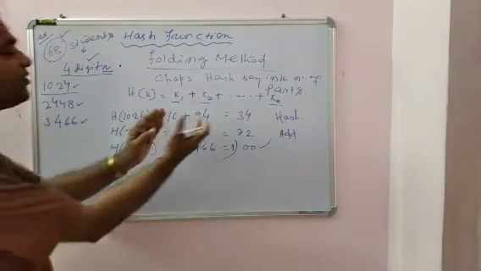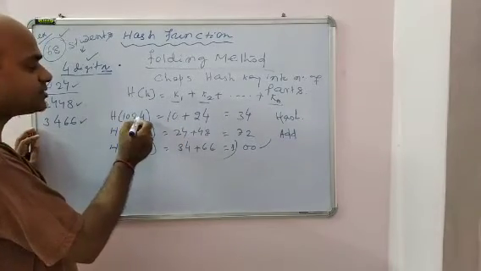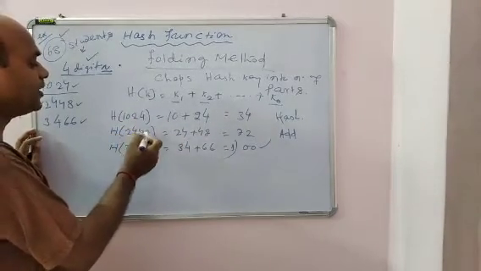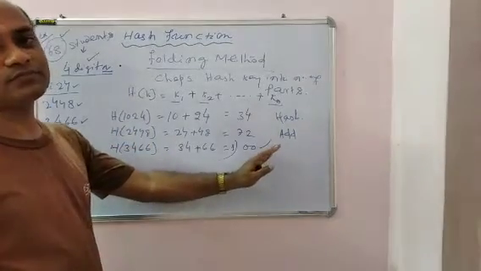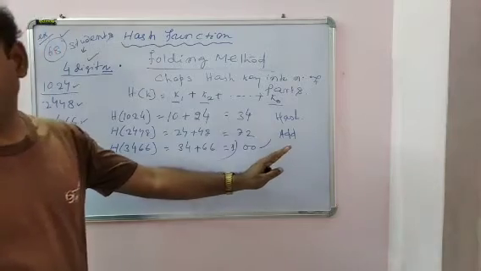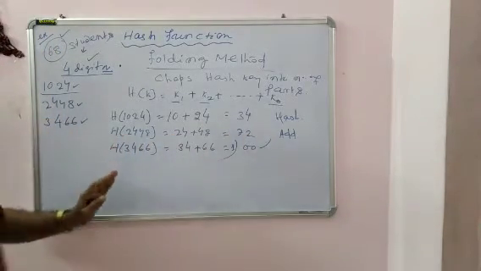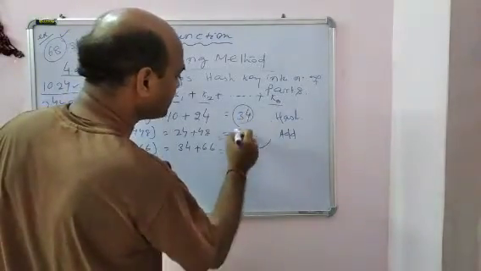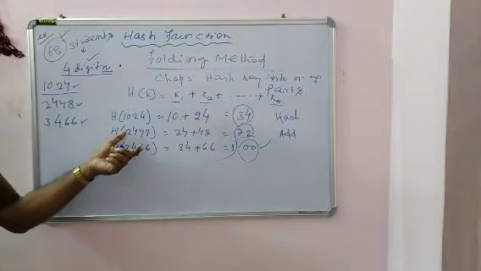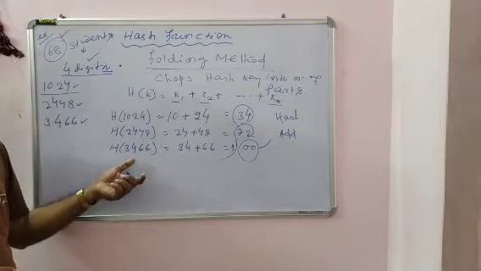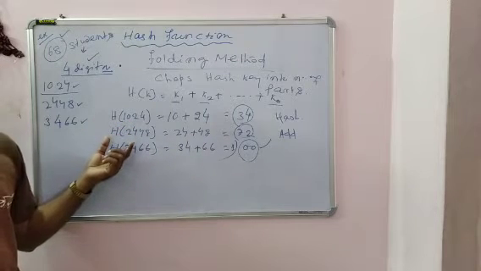Also we can reverse. Suppose 1024 we can replace with 4201, 2448 with 8442, and 3466 with 6643. Also in this way we can calculate the hash function. Here you have to ignore the carry values. So 34, 72 and 00 are the hash addresses for these student roll numbers. For these addresses, the student roll number information is stored.